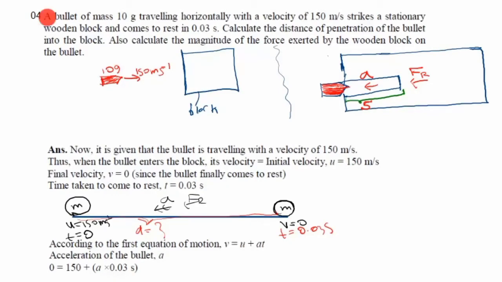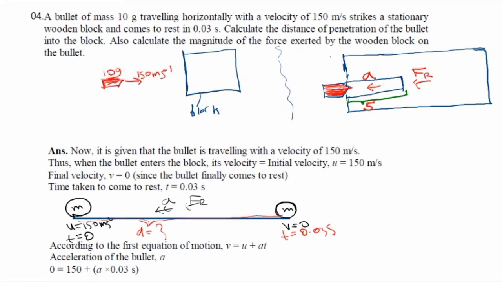Let me read it for you. A bullet of mass 10 grams is traveling horizontally with a velocity of 150 m/s, strikes a stationary wooden block and comes to rest within 0.03 seconds. Remember that. Calculate the distance of penetration of the bullet into the block, and also calculate the magnitude of the force exerted by the wooden block on the bullet. Let me show you with a simple animation. The 10 gram mass is moving with a velocity of 150 m/s and strikes the block.